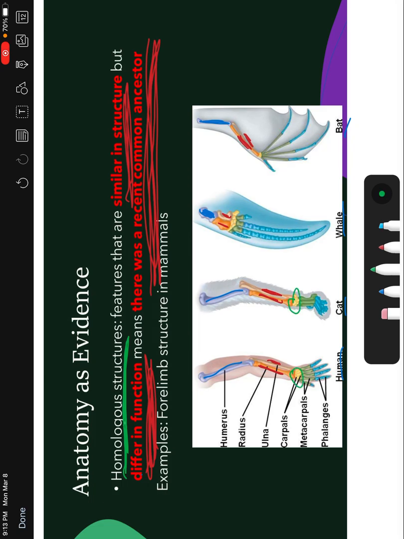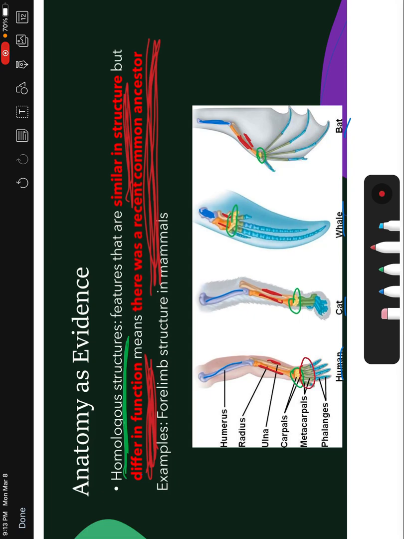Then we have the carpals in the cat, in the bat, and in the whale. In humans, this allows for a lot of mobility in the wrist. In cats, it's going to help for mobility when they're stepping. I don't believe that there's much movement for the carpals in whales or really in bats either, as these need to remain very rigid as they're moving through the water or the air.